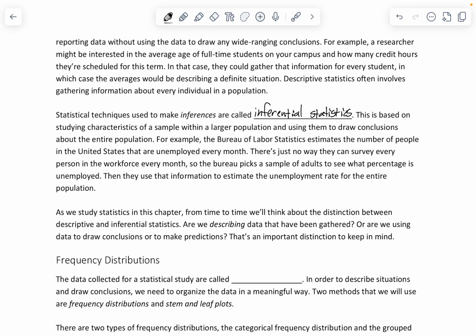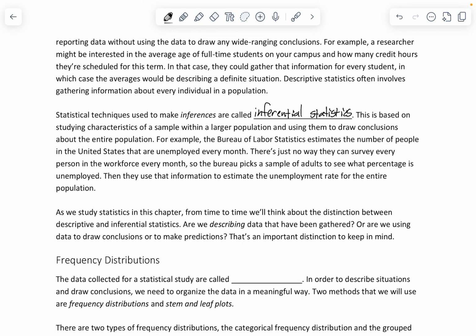This is based on studying characteristics of a sample within a larger population and using them to draw conclusions about the entire population. For example, the Bureau of Labor Statistics estimates the number of people in the United States that are unemployed every month. There's just no way they can survey every person in the workforce every month. So the Bureau picks a sample of adults to see what percentage is unemployed. Then they use that information to estimate the unemployment rate for the entire population.